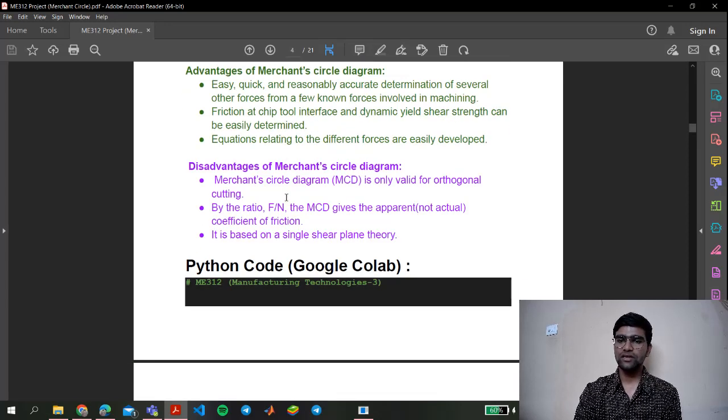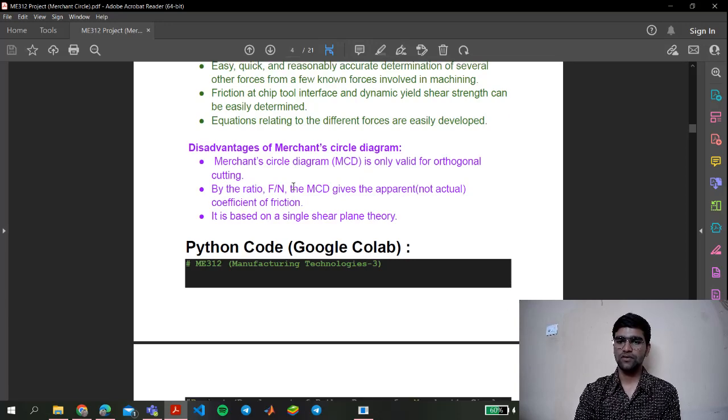And a certain disadvantage of the merchant circle is that it can be applied only to orthogonal cutting, not to oblique cutting. And by the ratio of friction and normal force, the merchant circle diagram gives the coefficient of friction. It is not the actual, but the apparent coefficient of friction. It is based on shear plane theory.